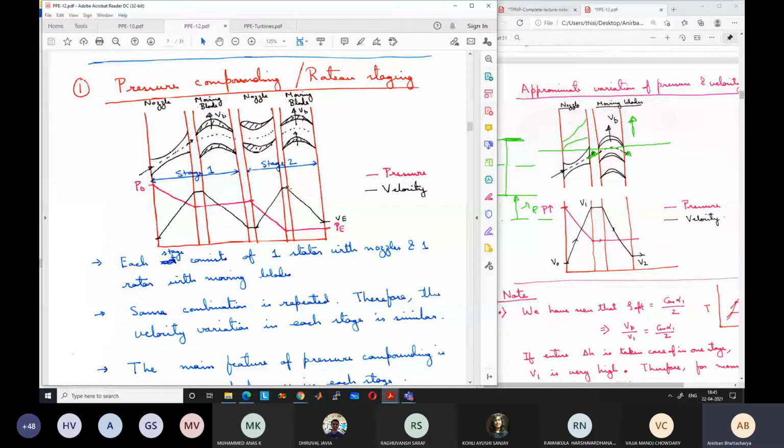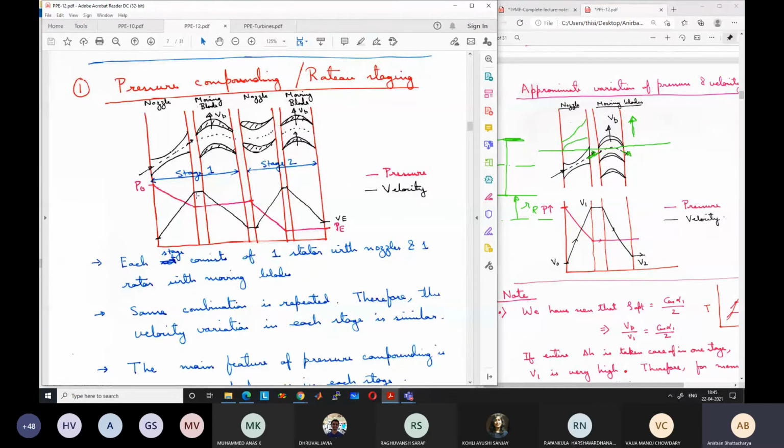So if I have 10 stages, generally it will be designed such that each stage will have an equal distribution of enthalpy drop. Each stage will have a certain enthalpy drop and a certain increase in velocity. So if for the total turbine I have 300 kilojoule per kg of enthalpy drop, and I have 10 stages, each stage will have 30 kilojoule per kg of enthalpy drop. From that we can calculate what will be the velocity change in each stage. So the same stage is repeated again and again for pressure compounding.